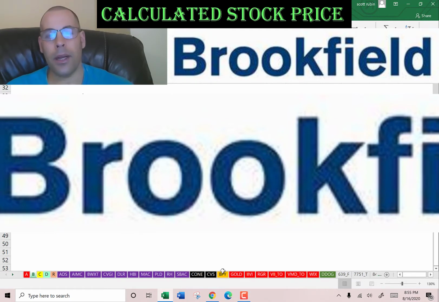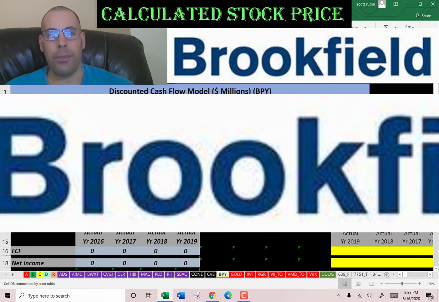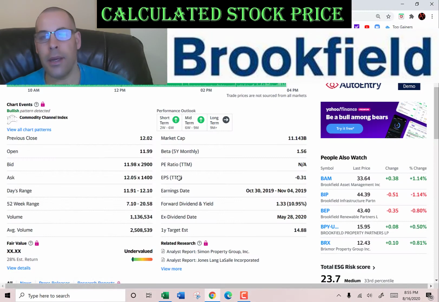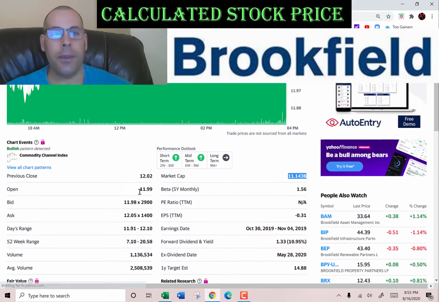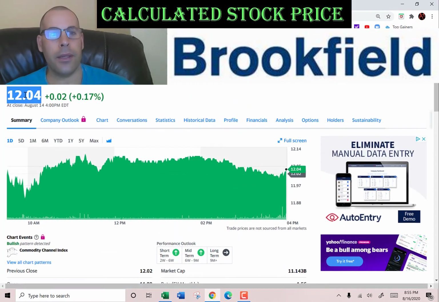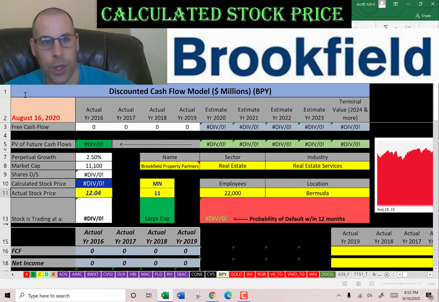The company we're going to look at today is Brookfield Property Partners, and this is a commercial real estate company. Let's get started with the model. This company has a market cap of $11.1 billion. So that's the value of the company according to the stock market. Let's see what they're trading at. $12.04. So that's one share of stock.